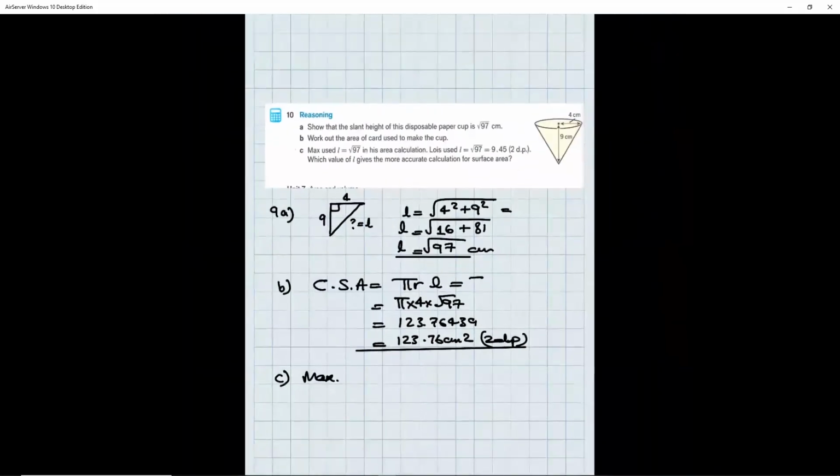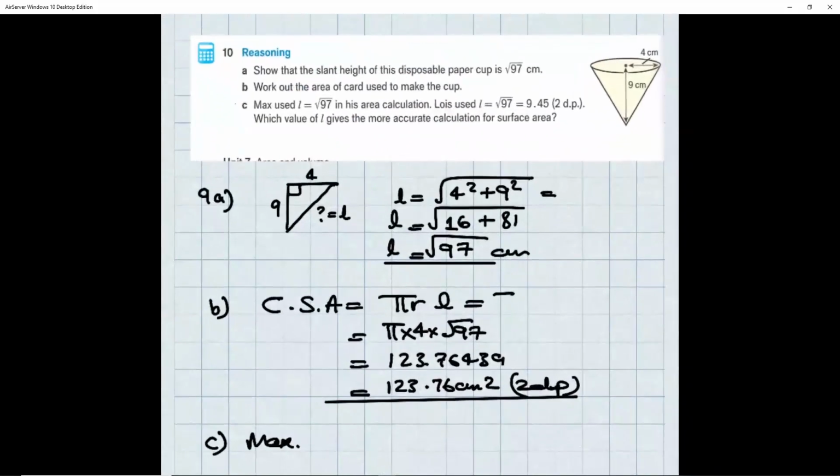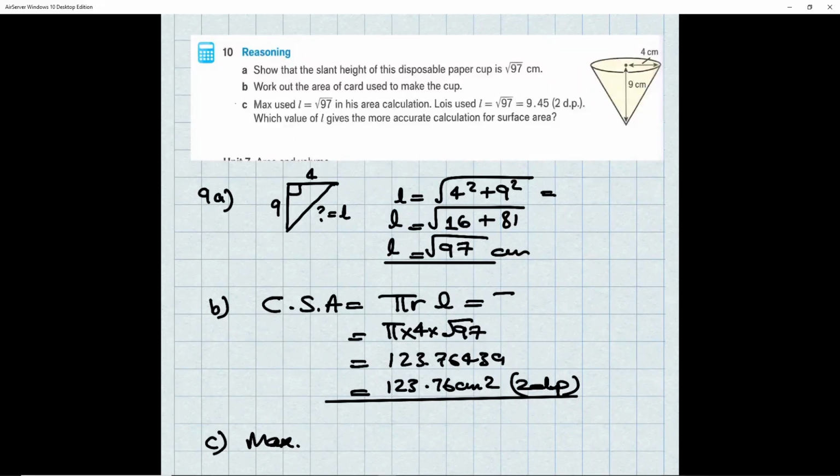Question number 10. So how do we show that the slant height is root 97? What technique do we use? What rule do we use? Arwa? I did Pythagoras. Pythagoras theorem. What's Pythagoras theorem? A squared plus b squared equals c squared. So 4 squared plus 9 squared equals root 97, is that right? Yeah, that's how it works, lovely.